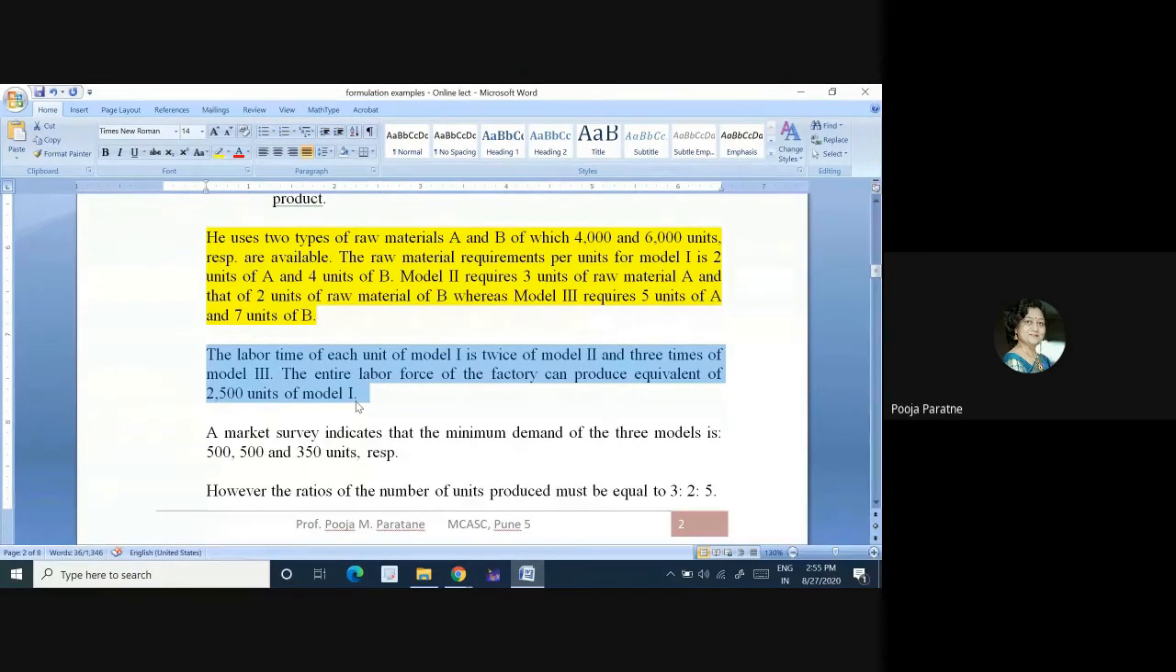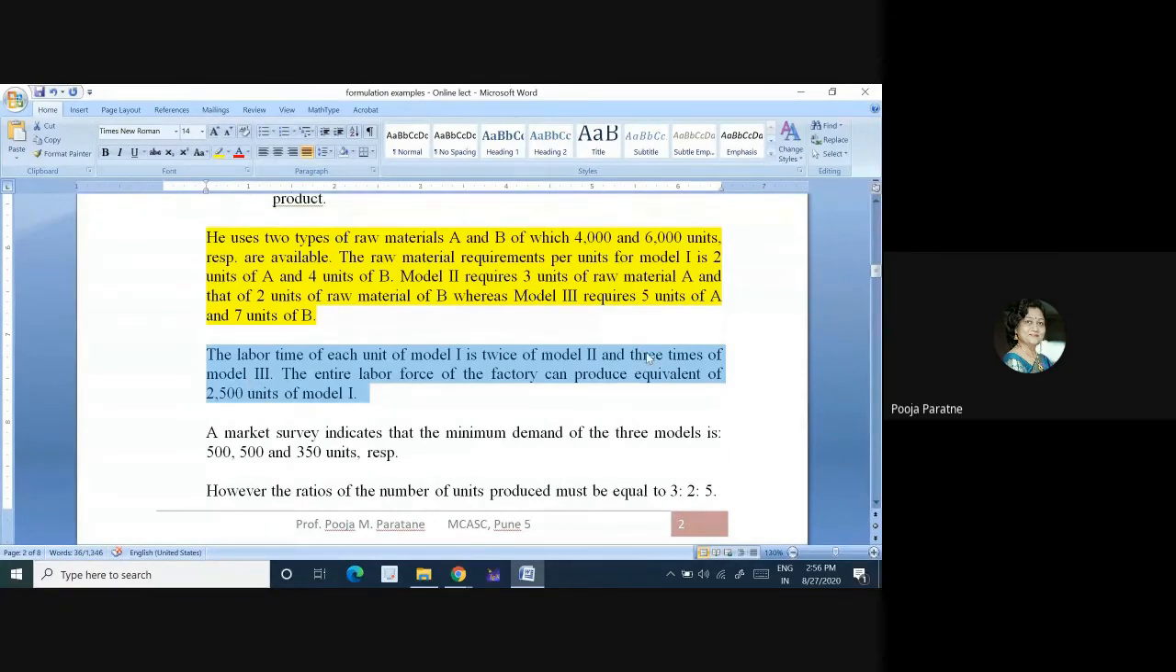So if we define t as the time for model 1, then the sentence says that it is twice the model 2 time. If it is t, then it is twice that of model 2. So obviously the time required to produce 1 unit of model 2 is t by 2, isn't it? Because if we double it, we get the time of model 1. And the time of model 1 is 3 times that of model 3. So obviously, the time required to produce 1 unit of model 3 will be t by 3.